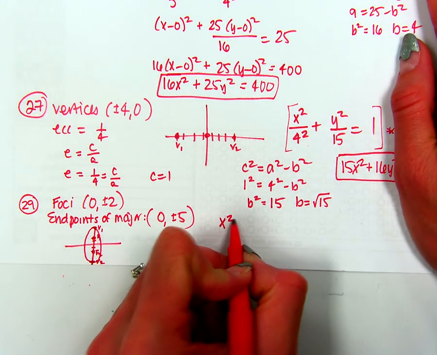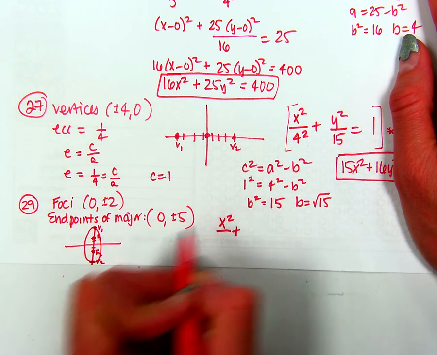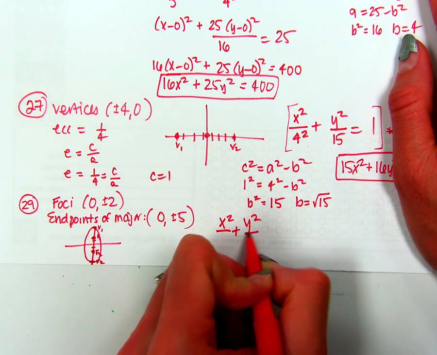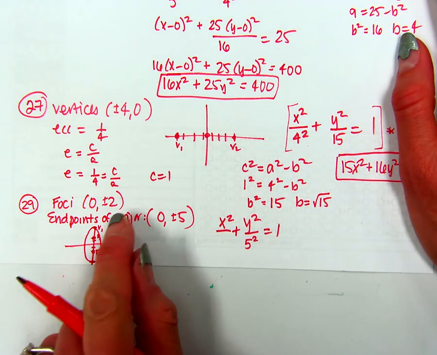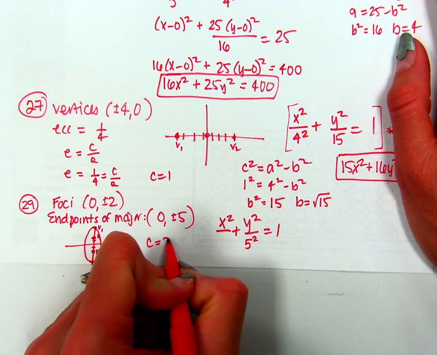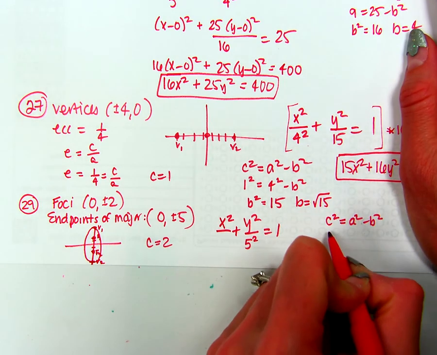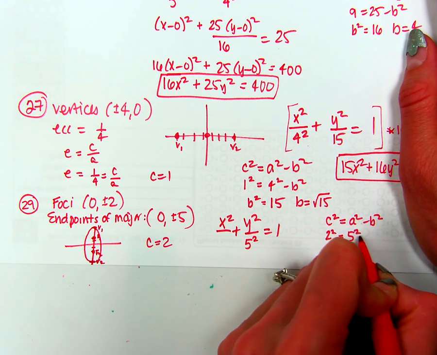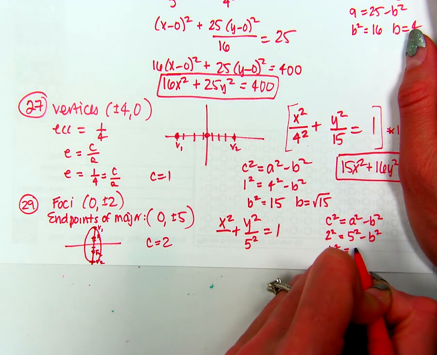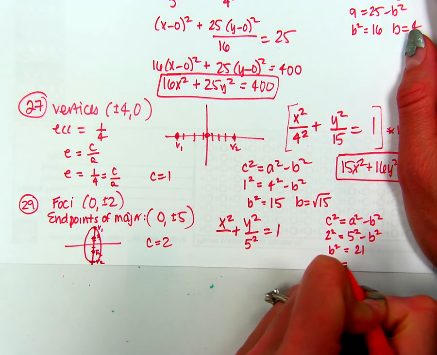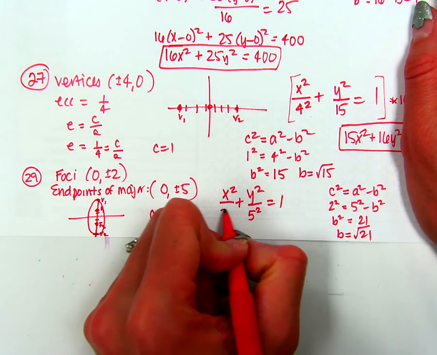So that tells me that, again, my center is at the origin, because these are exactly symmetric, or the same distance away from the origin. I know that my y has to be the bigger one, so this one's going to be the 5 squared. My focal points tell me my c value, which is 2. So I'm going to use my c squared equals a squared minus b squared equation, and I know that 2 squared equals 5 squared minus b squared. So b squared is equal to 25 minus 4, which is 21. So b is equal to root 21. And then root 21 squared is 21.